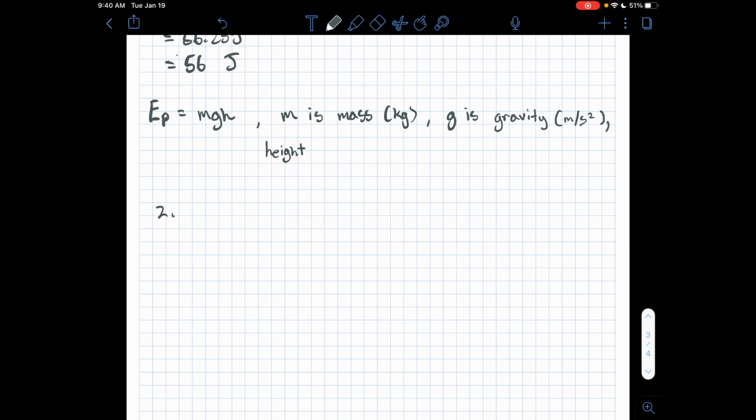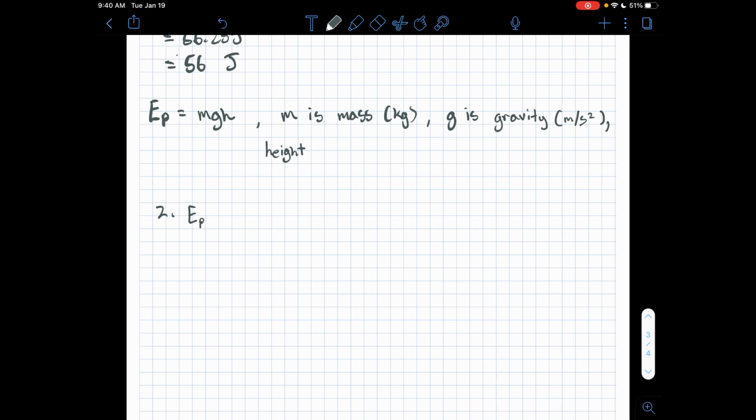A ball with a mass of 0.750 kilograms is originally held at a height of 1.2 meters. It is then raised 0.5 meters straight up. What is the change in potential energy of the ball? Give you some time to do that.